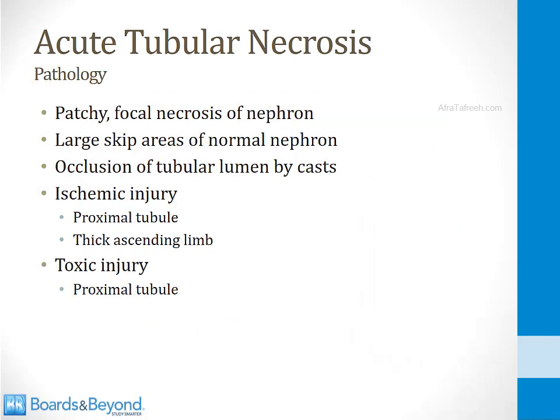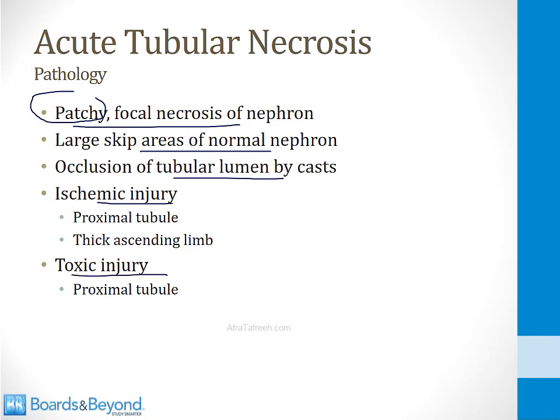We don't usually do renal biopsies among patients with ATN, but if you did, what you would see is patchy focal necrosis of the nephron. And it's important to remember that it's patchy with these large skip areas of normal nephron. They like you to know that kind of thing for your exams. You can also see occlusion of the tubular lumen by casts. In addition, you should be aware, and it's very high yield to remember this, that ischemic injury and toxic injury affect different portions of the nephron.